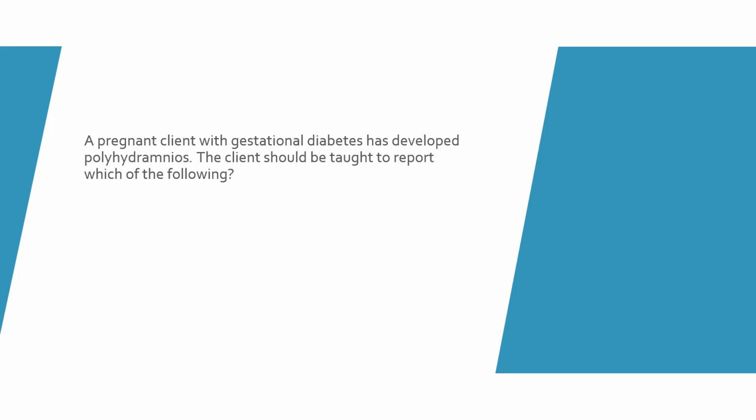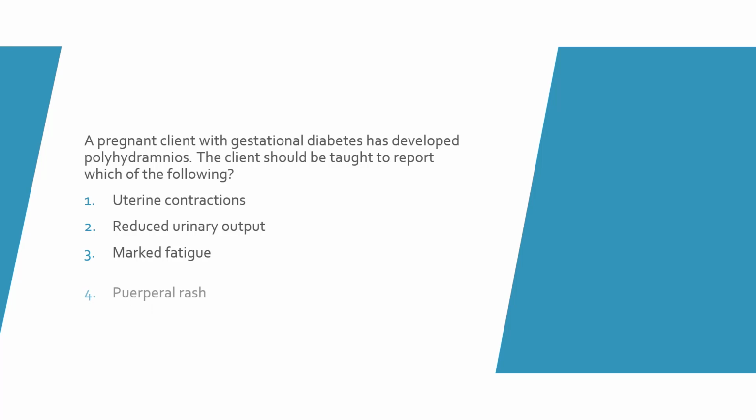Here's our next question. A pregnant client with gestational diabetes has developed polyhydramnios. The client should be taught to report which of the following? 1. Uterine contractions. 2. Reduced urinary output. 3. Marked fatigue. Or 4. Purpura rash. In this question, you need to know how polyhydramnios affects the pregnancy and what signs and symptoms should be reported to the physician.